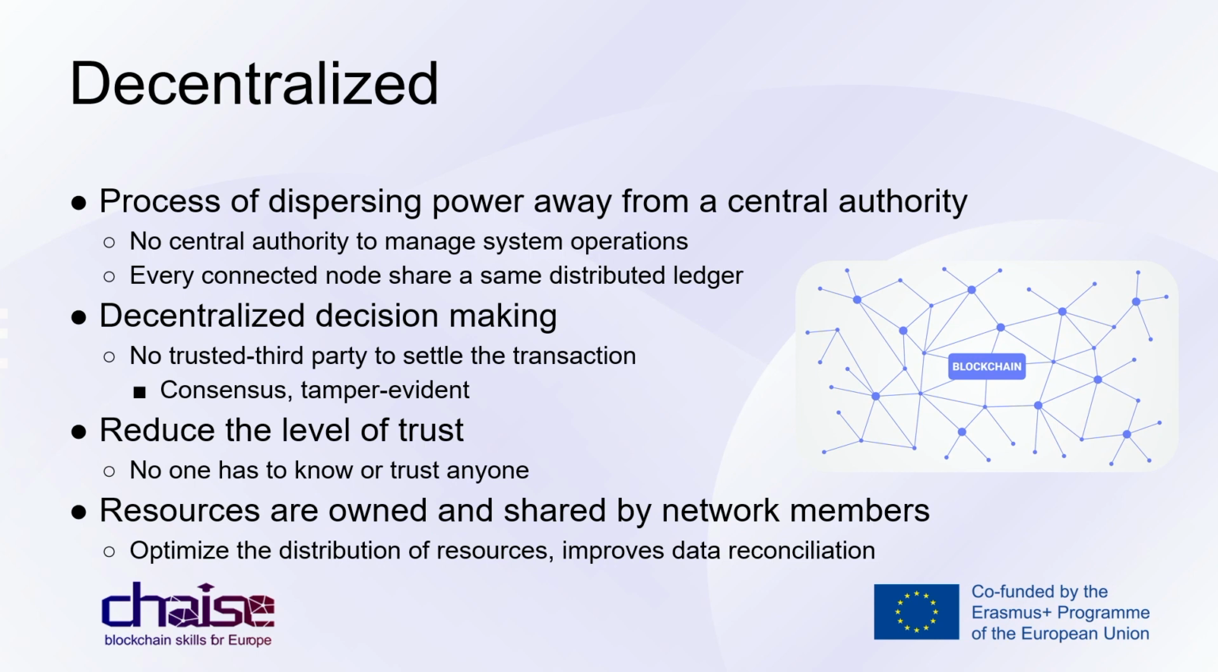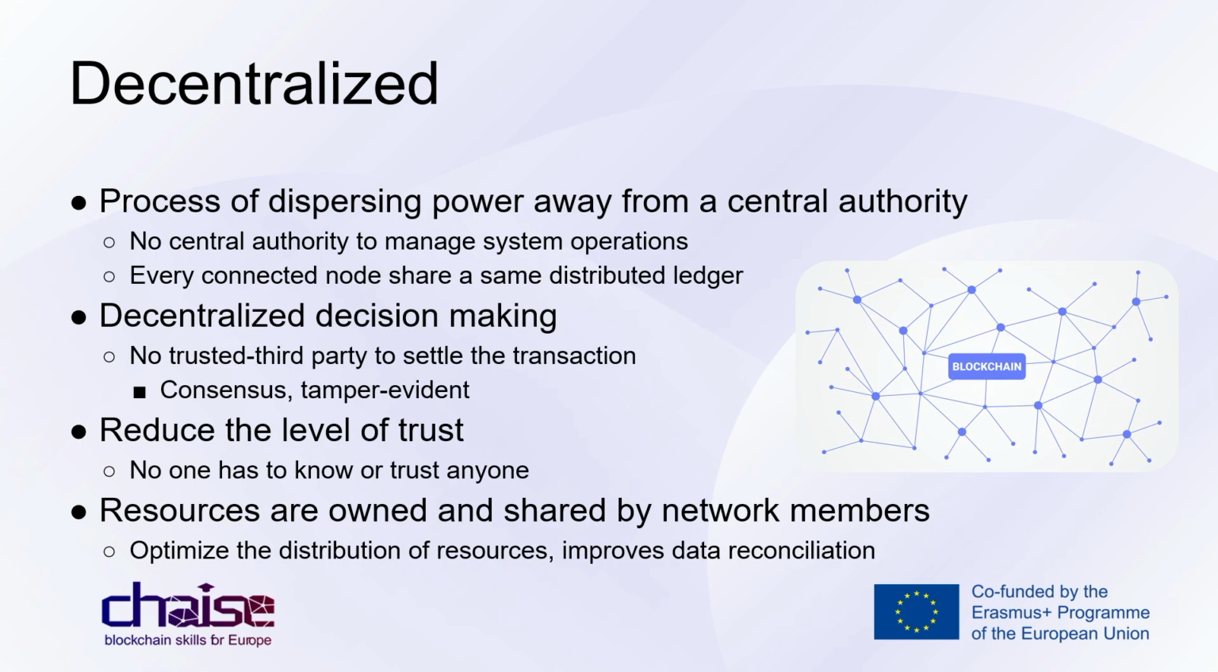Next is the decentralized characteristic. So, power is dispersed away from centralized authority in a decentralized environment, where there is no centralized authority to govern system operations. Every connected node in a decentralized environment shares the same distributed ledger and makes decentralized decisions without the need for a trusted third party to settle the transaction. Such an atmosphere diminishes trust requirements, since no one has to know or trust anybody, and it brings transparency to the system.